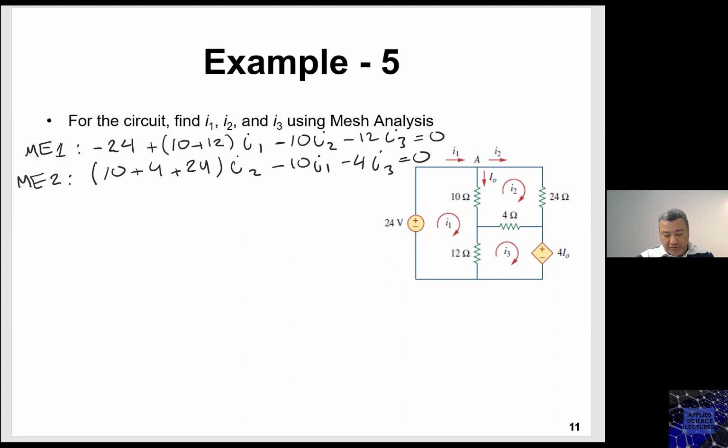Next, who wants to do mesh equation number three? Mesh equation number three. Don't worry about the dependent source. Treat it exactly the same as an independent one when you write the mesh equation. It's KVL based. Go ahead. Who wants to do mesh equation number three?